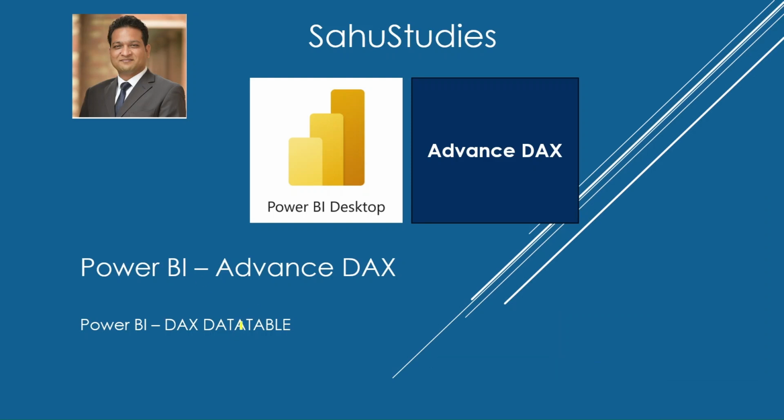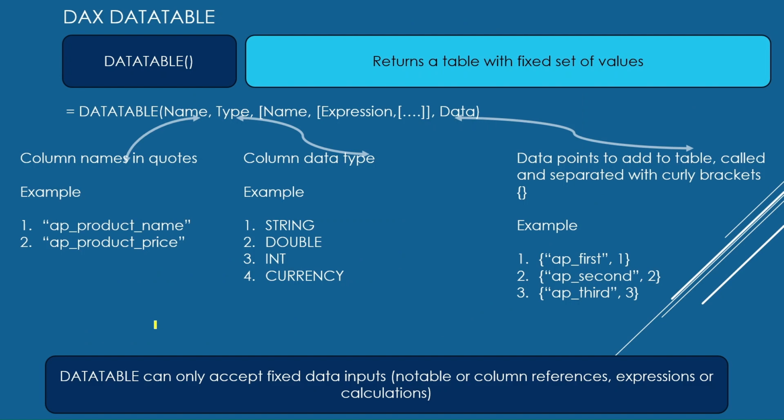In this video, we are going to discuss data table in Power BI. So what is data table? What does it generally do? Data table returns a table with a fixed set of values. Whenever there is a requirement to create a table with fixed sets of values, then with the help of the data table function, we are able to do it.